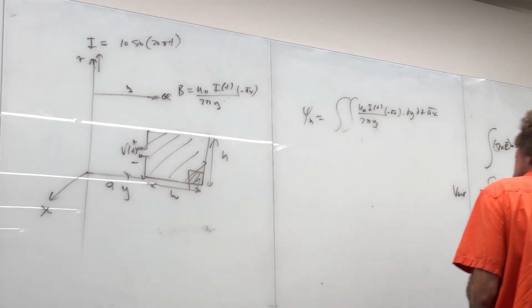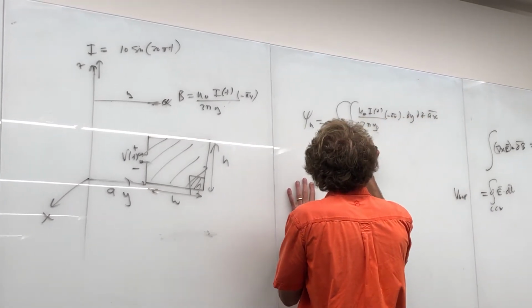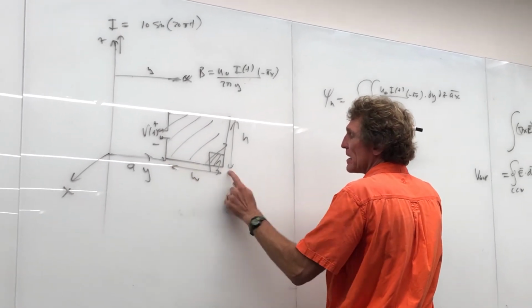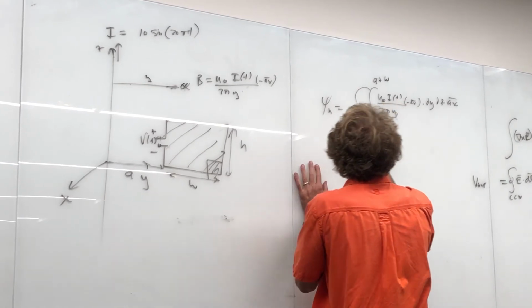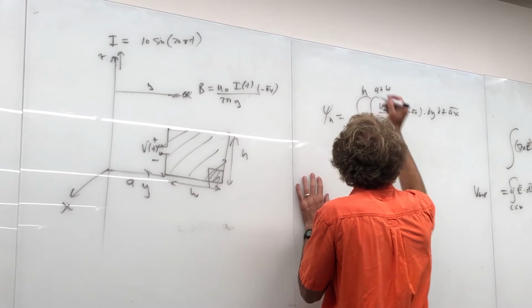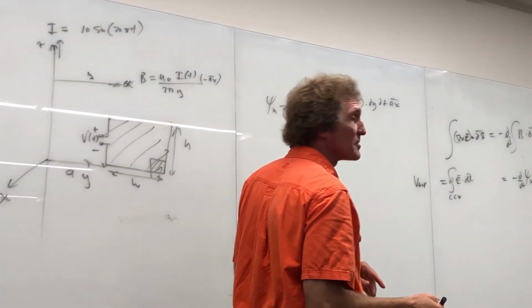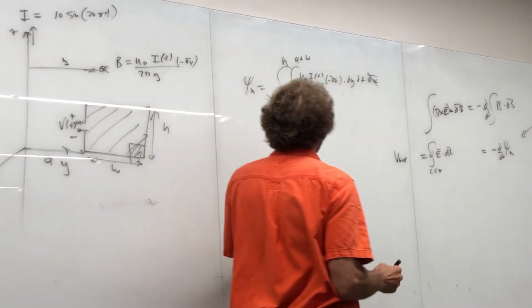All right. What are the limits? Y goes from where to where, class? A to A plus W, right? And where does Z go from? 0 to H, right? Y'all see this? ax dot ax is going to be 1, right? So don't worry about that.